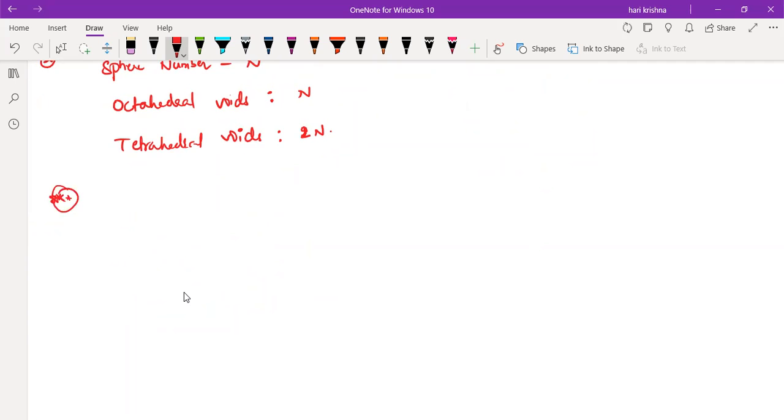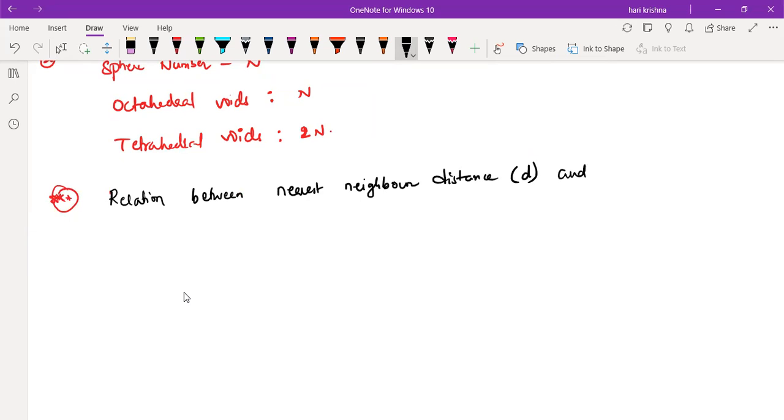I didn't say what the distance is, okay? Relation between the nearest neighbor distance of atoms, that is D, and the edge length A of the cubic unit cell.